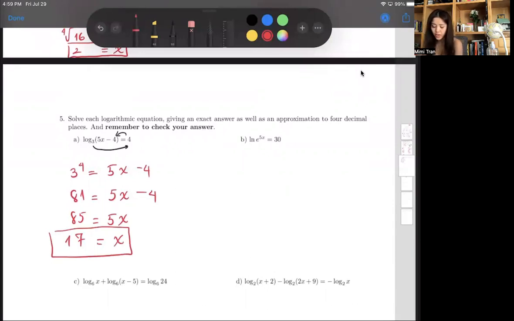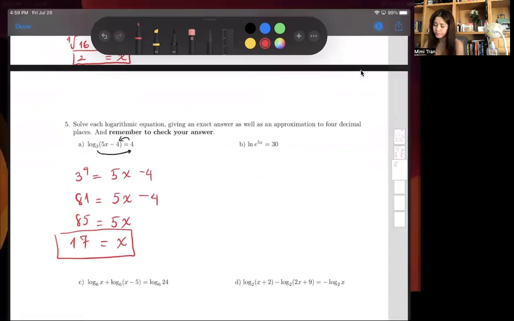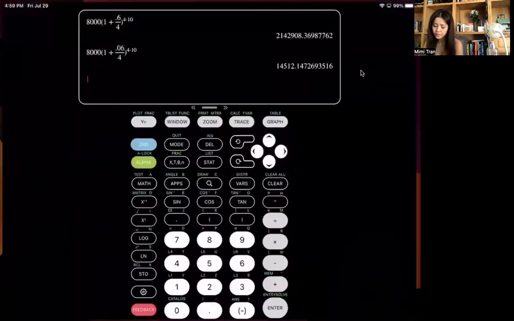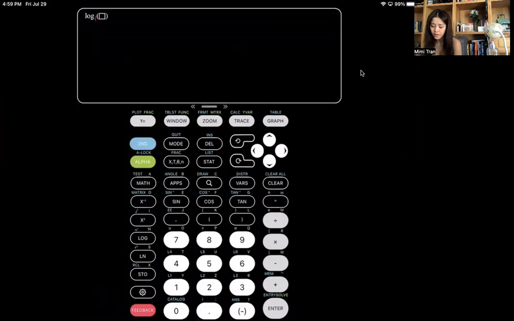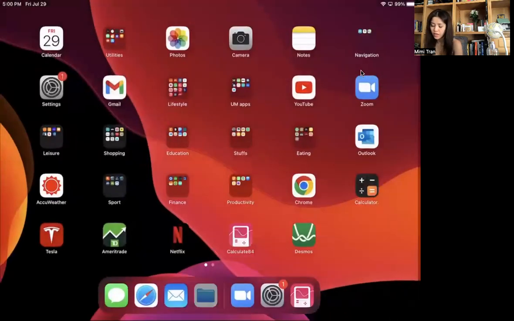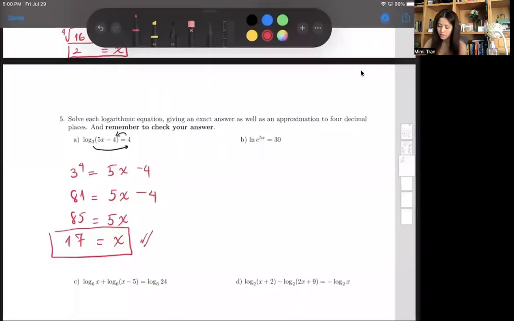Oh, you have to check. So let's check. You plug in 17 for x, right? You can check on your calculator. Go to math, and right there, logBASE. This is base 3 of 5x minus 4. So x is 17, 5 times 17 minus 4. Or you can store x as 17 first. You want it to equal 4. So yes, it checks.